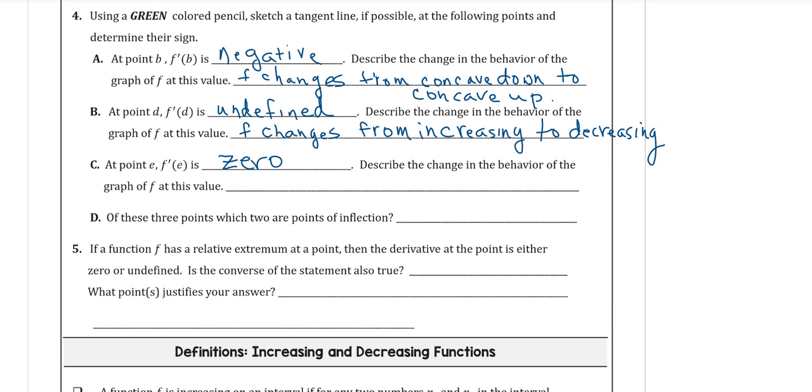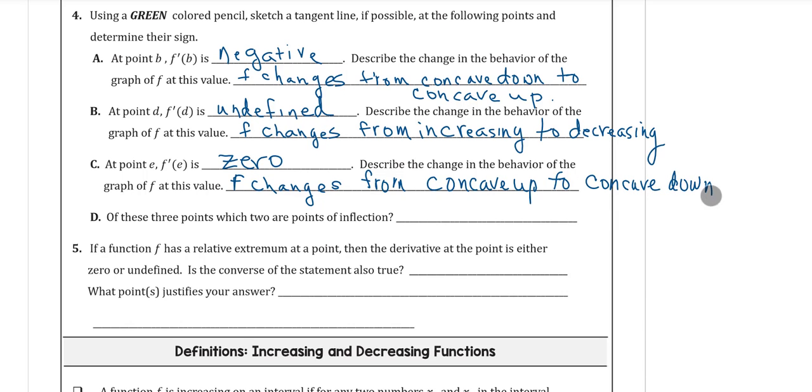Describe the change in behavior at F. So again, we're changing from concave up to concave down. We're changing our concavity. So F changes from concave up to concave down. All right, we'll take a look at the graph of that again in a second.